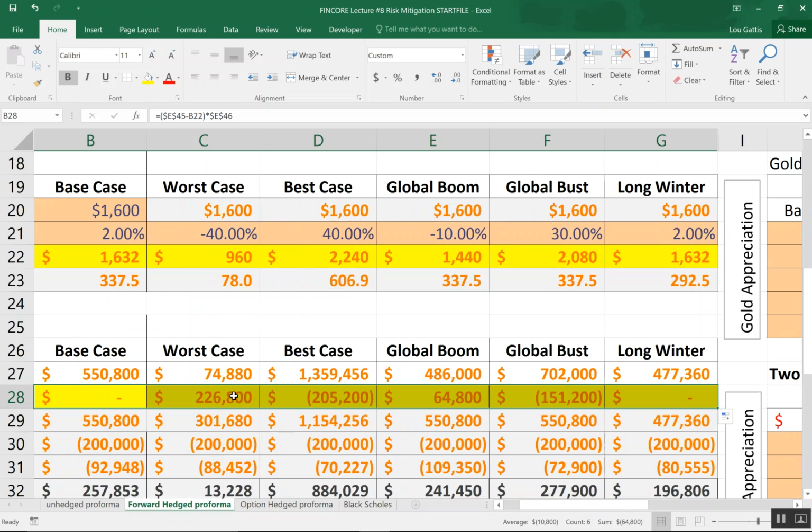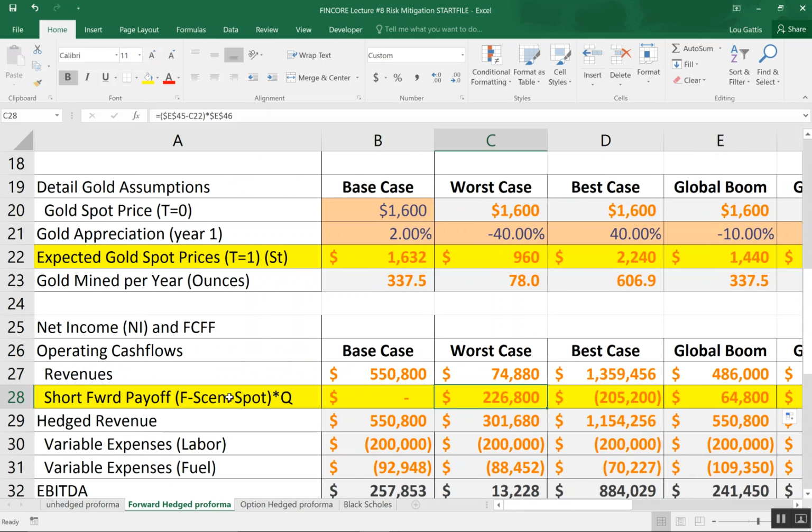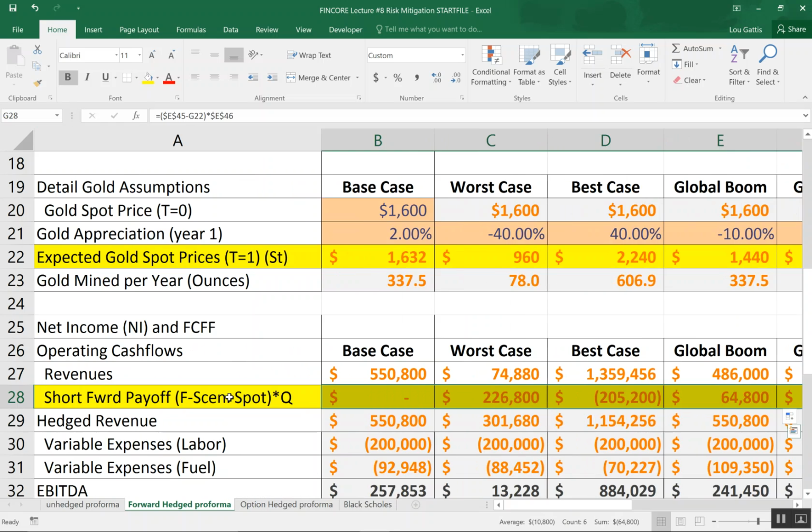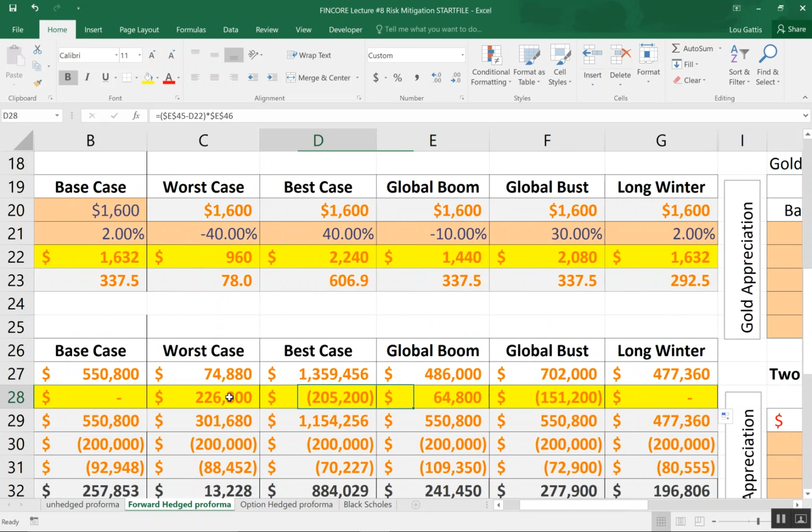And if gold goes up, I have to write a check. So what's happening is we're basically always just guaranteeing we get $1,632 per ounce of gold for 337.5 ounces. Now, this is a weird scenario because in some of these scenarios we don't actually get that much gold. So Todd's going to have to buy the gold in the market. But that's okay. This is modeling the fact that sometimes you don't have enough gold, so you have to buy the gold and deliver it to the counterparty, or just get the payoff, which is just, again, the quantity times the forward price minus the expected spot.